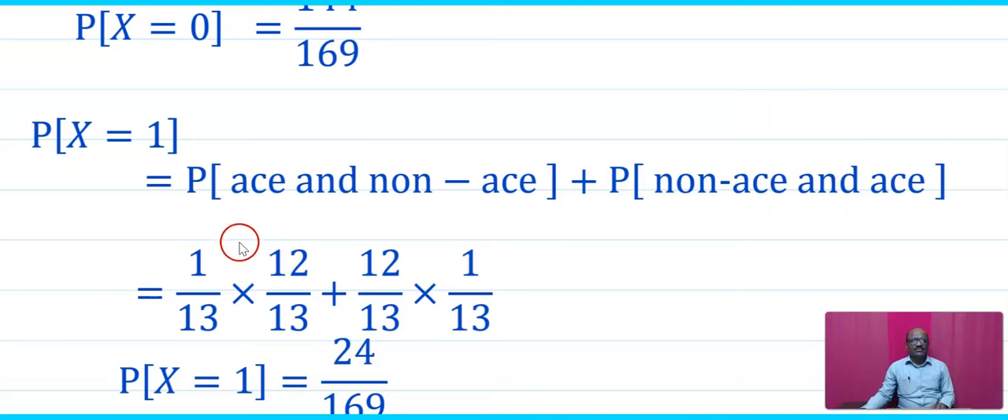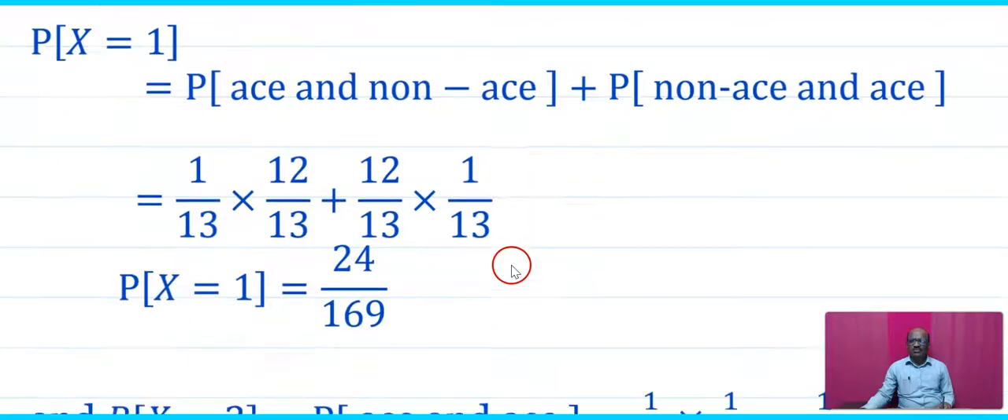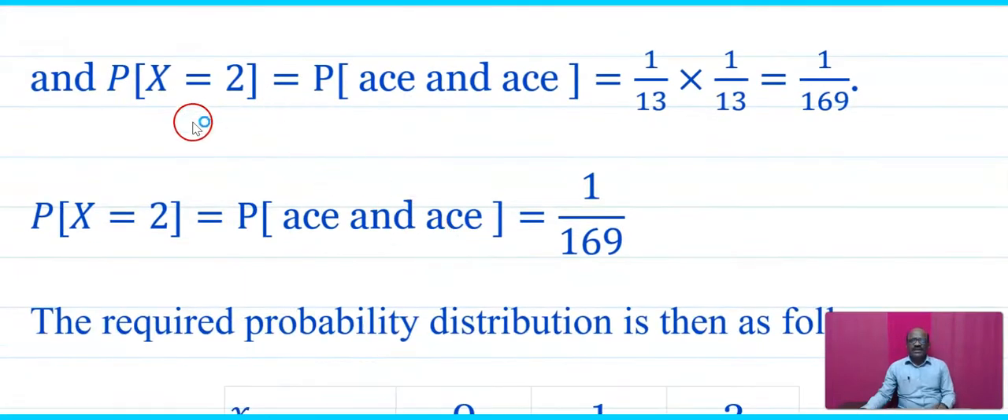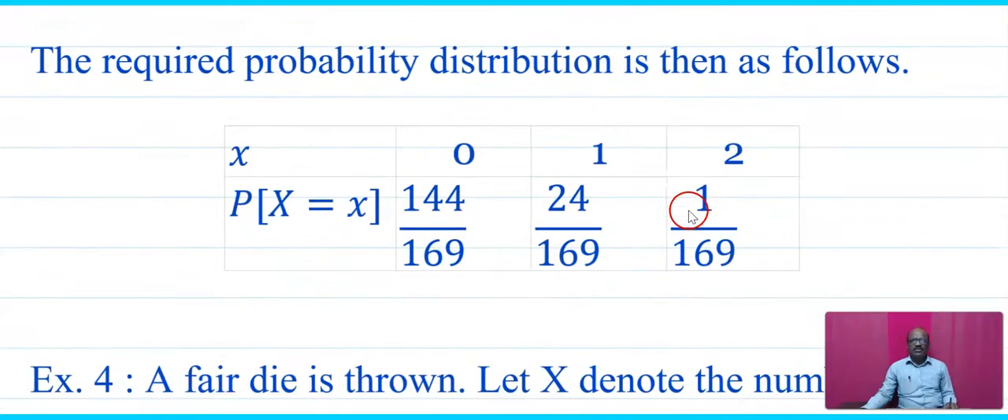Then you will get 1 upon 13 into 12 upon 13 plus 12 upon 13 into 1 upon 13, and if you simplify it, then you will get 24 upon 169. When x is equal to 2, the probability of both being the S is 1 upon 13 into 1 upon 13, that is 1 upon 169. Okay.